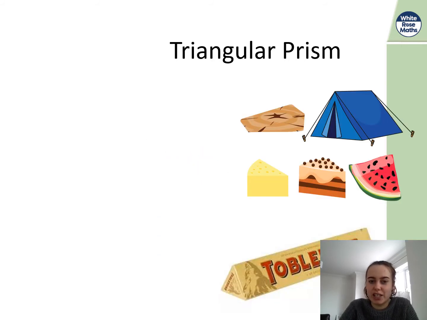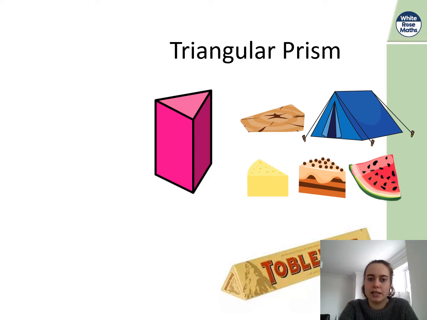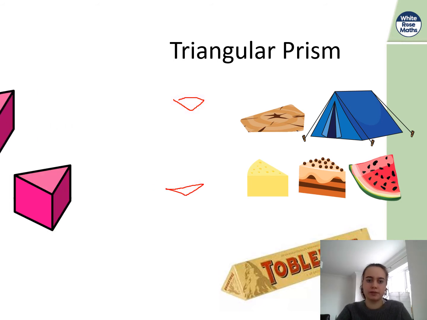Another 3D shape is a triangular prism. So we've got some examples here. That is a triangular prism. Notice that it's got two triangle faces, so one on the top, one on the bottom. If I was to separate that in half, we would see that it's got a triangle face going throughout the shape. So there's one at the top, one at the bottom, and the other shapes on it are rectangles.